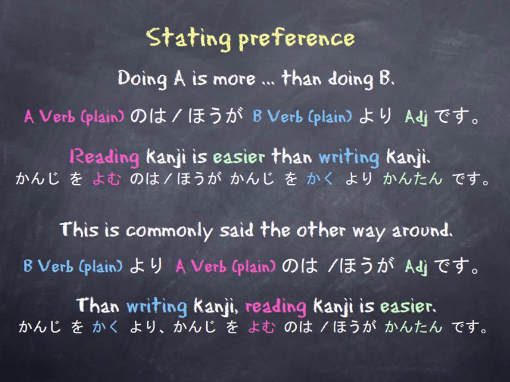Hi guys, today I'm going to look at how to state your preference when comparing two items. The items being compared can be people, things, places, time, etc. This lesson uses a similar grammatical function to the previous lesson, which is the hoga function. We first saw this function in topics 12 and 34.